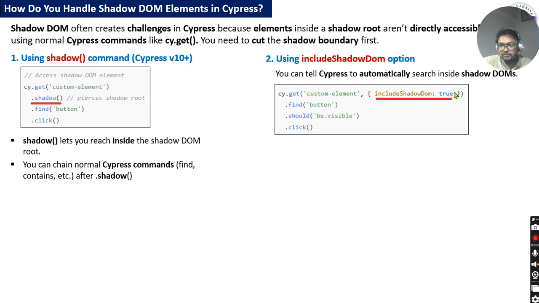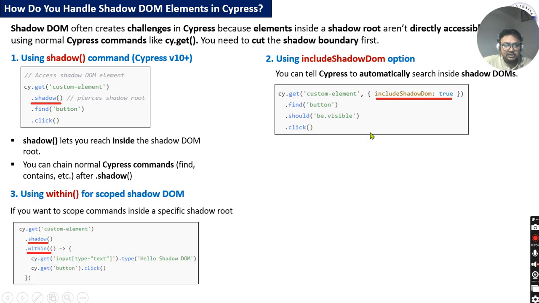Okay, which should be true in this case if you are working with the shadow DOM element. Let's see the third option over here, using within for a scoped shadow DOM. So you can go and use the within command. This within will help you if you want to scope commands inside the specific shadow root.